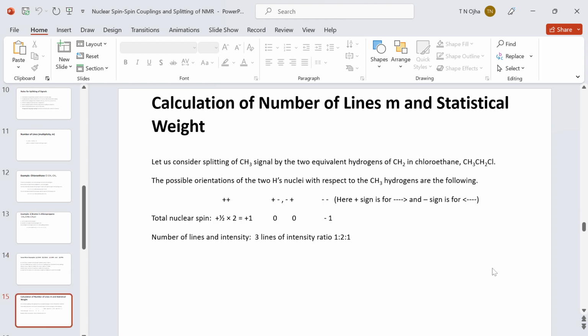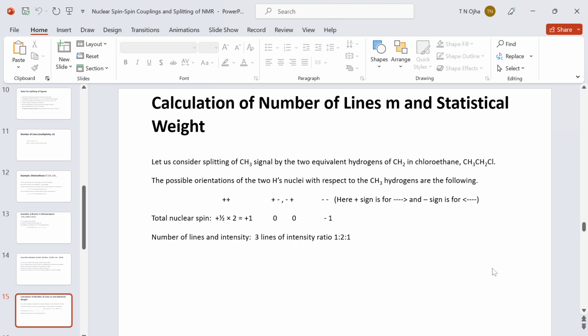Calculation of number of lines and statistical weight factors. Two methods are involved. First, let us understand how it is caused. Suppose some spectrum is split by a single hydrogen. Then what happens? The splitting hydrogen nucleus spin could be either parallel or anti-parallel.